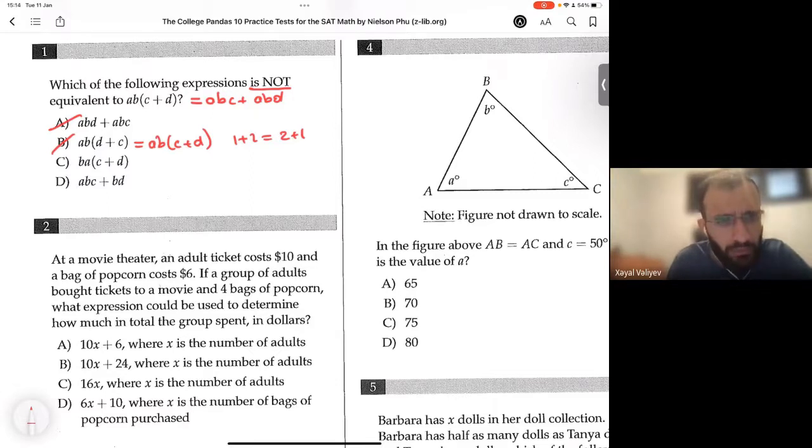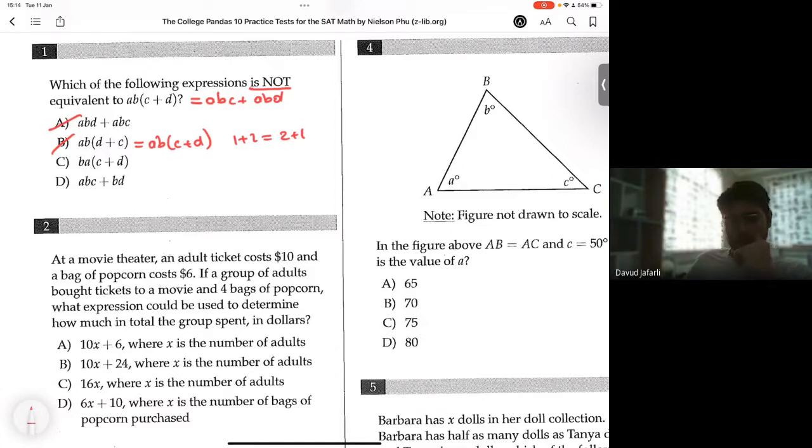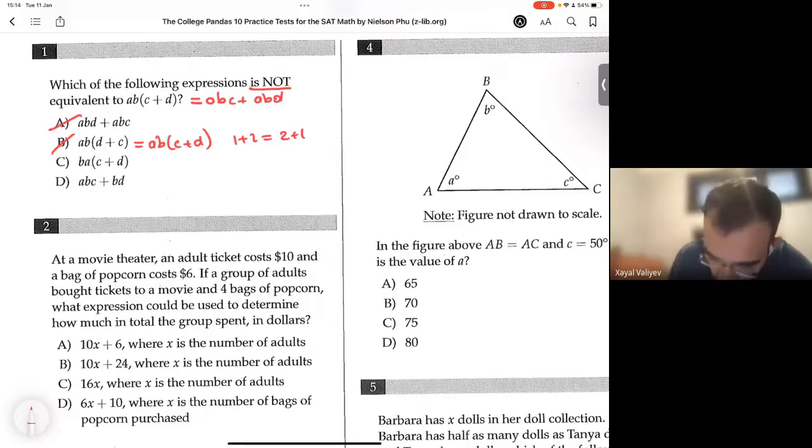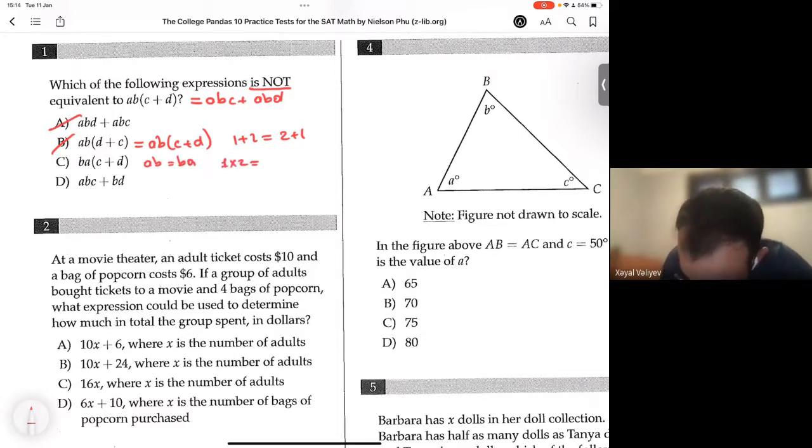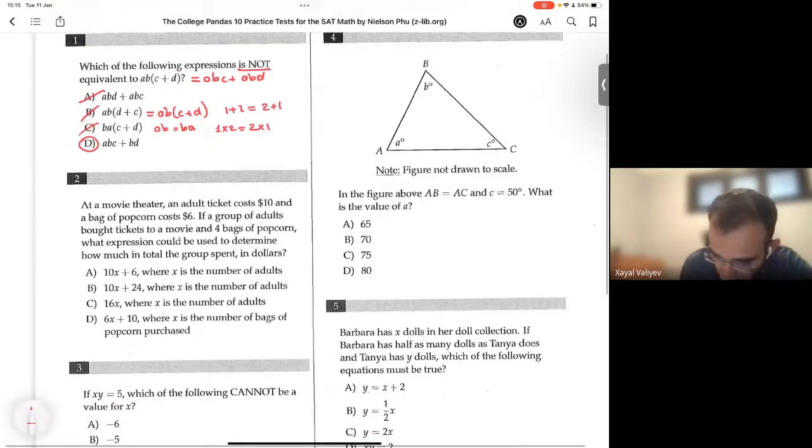But what about BA times C plus D? BAC plus BAD is also correct. They just changed the place of A and B. We can write it as BA. It doesn't matter, because 1 times 2 is the same as 2 times 1. So basically we are left with option D, which we choose as the answer, because it cannot be the same expression as AB times C plus D.